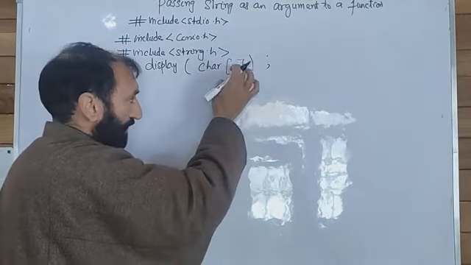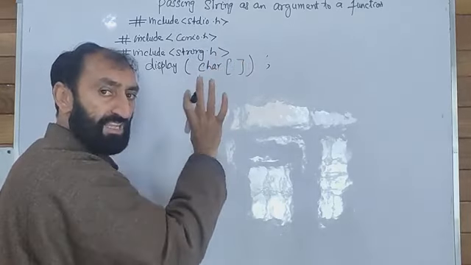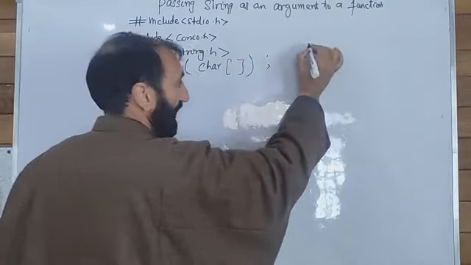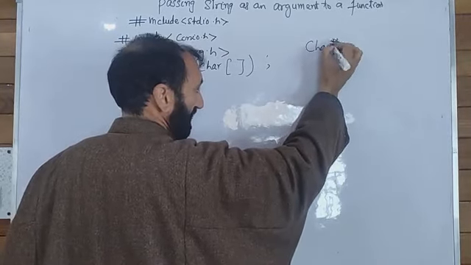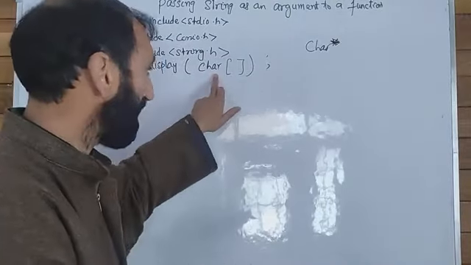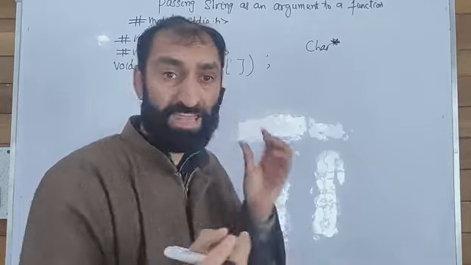Simply, we can also use char and an asterisk. You can call it a pointer, because actually we are passing the address here. It is called by reference, not called by value.